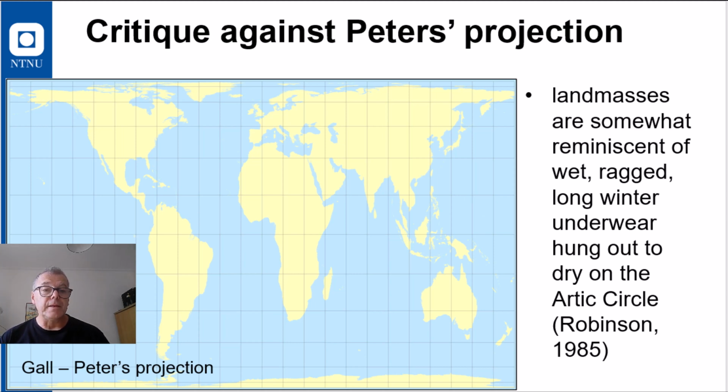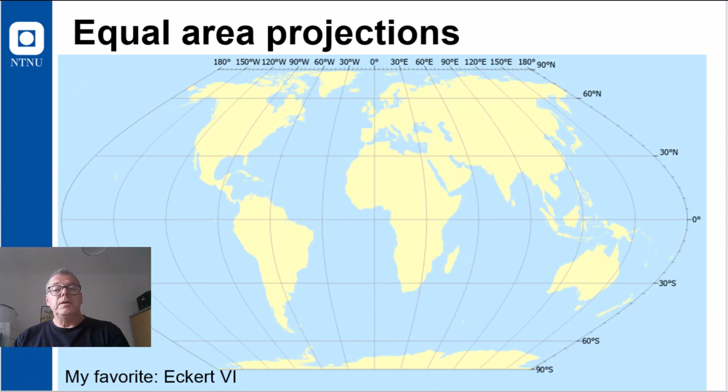Someone also made a joke about the map projection, by looking at the forms like Baja California, Florida, South America, Africa, India. These landmasses are somewhat reminiscent of wet, ragged, long winter underwear hung out to dry on the Arctic Circle. So I don't use the Peters map projection often. My favorite among the equal area projections is the Eckert map projection. These come in various formats, and I tend to pick Eckert 6.